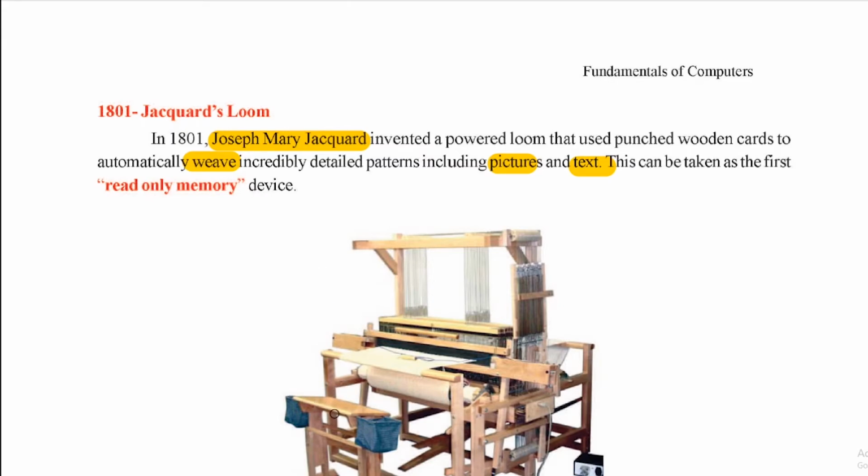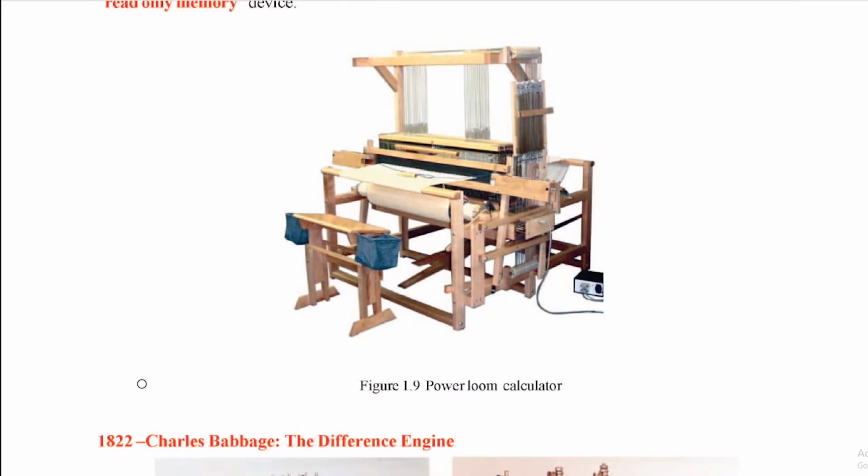And that's why it's just like a read-only memory. You can read whatever is there, but you cannot modify it. It's like printed. You can just keep seeing what has been displayed, what has been typed earlier. That's a read-only memory, the Jacquard loom, and it was used.